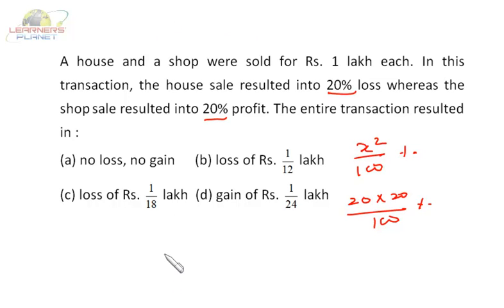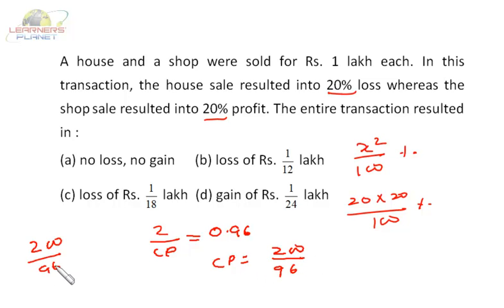Now since there is a 4% loss, the SP and CP ratio will be 0.96 and the total selling price is 2 lakh. Okay, so 2 lakh by the total cost price is equal to 0.96. Okay, that means the total cost price will be 200/96. Now we have to find out the loss amount. So the loss amount will be 4% of this, so it is 200/96 into 4, since we are making 4% loss. So it's 1/12 lakh rupees. Okay, since we are writing this data in lakhs, so 1/12 lakh rupees loss. Okay, I'm sure you are clear.